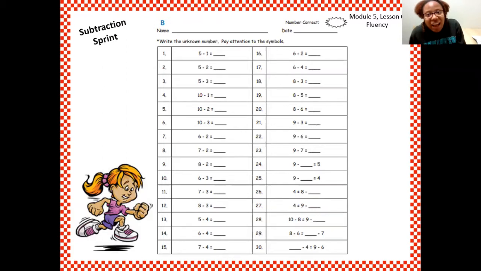All right, so now we are finished with fluency. Did you beat your last score? If so, great job. Give yourself some shine. And we are going to move on to our application problem.